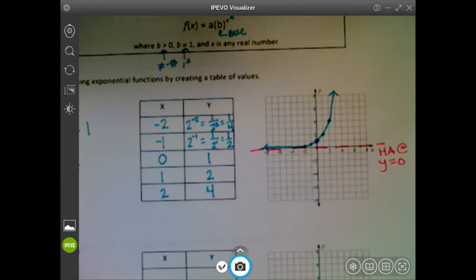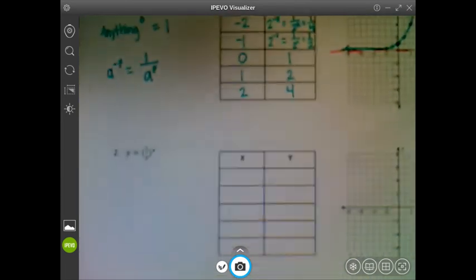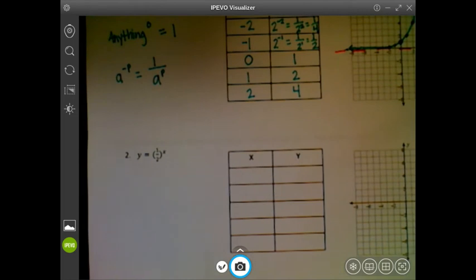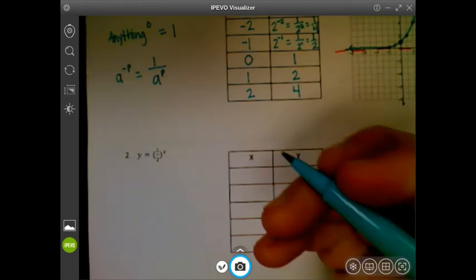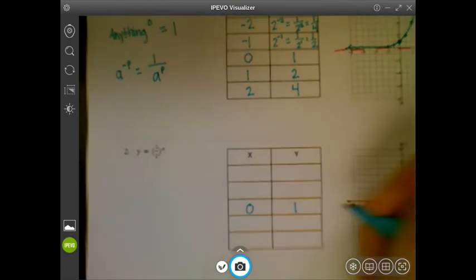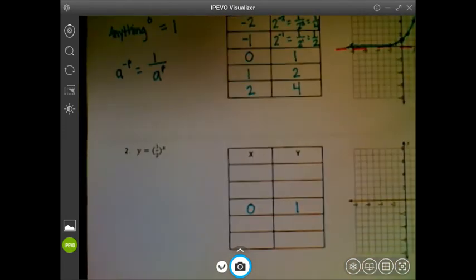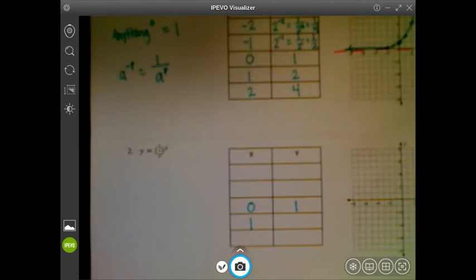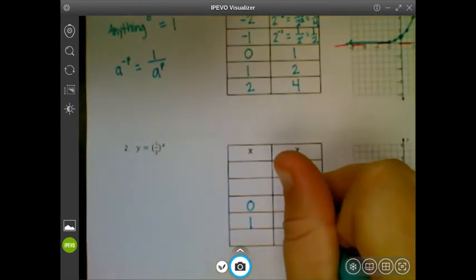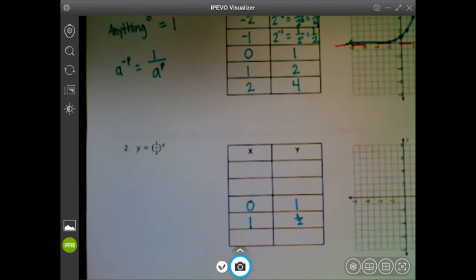All right. Up next, we have kind of the reverse of this. y equals 1/2 to the power of x. And so we're going to start with the same value, 0. Anything to the 0 power is equal to 1. And then we're going to press on. So 1/2 to the first power, anything to the first power is just equal to itself, right?